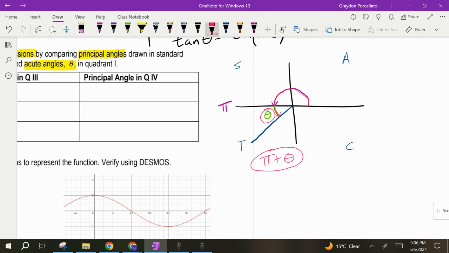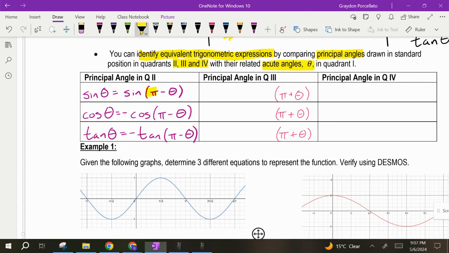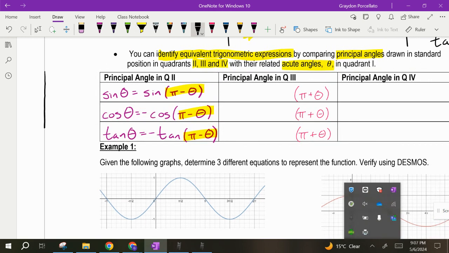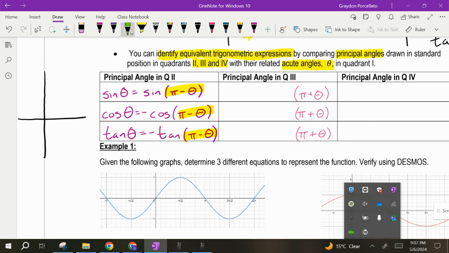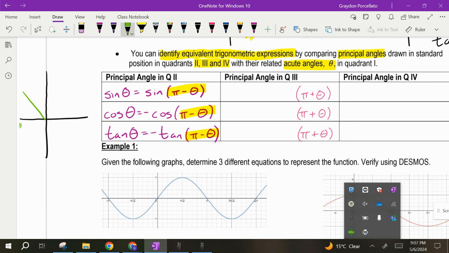So we're going to write that all here: pi plus theta. That's kind of the idea of where we got pi minus theta from, because in our second quadrant, when I draw that angle, our principal angle from here to here is pi minus theta, pi minus this little angle here, which is theta.